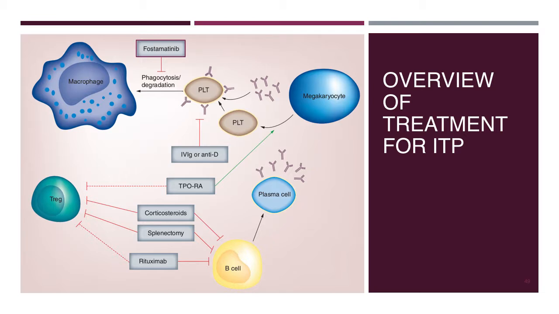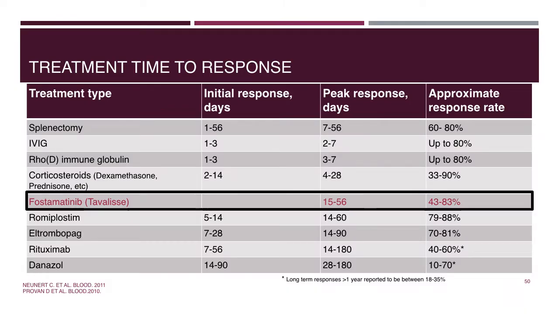This picture is here just as an overview of all the treatments discussed today. And then this is also an overview of the treatment response times and also the approximate response rates. So as you can see from the chart, fostamatinib is somewhat middle of the road when comparing time to peak response. And also in the middle here with approximate response rates. One other thing that I'd like to point out is that rituximab is 40 to 60% response rate, but long term, after 1 year, it's reported to be around 18 to 35%.